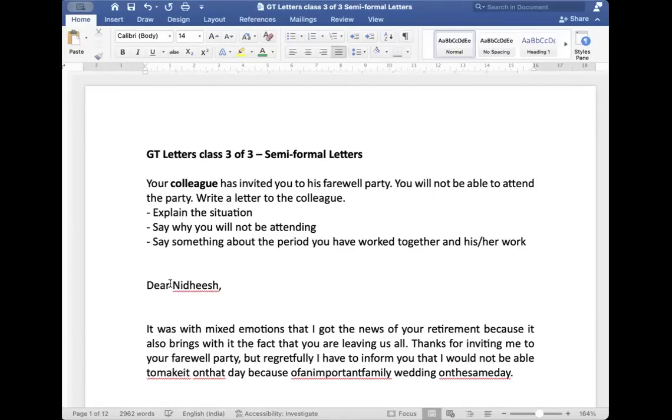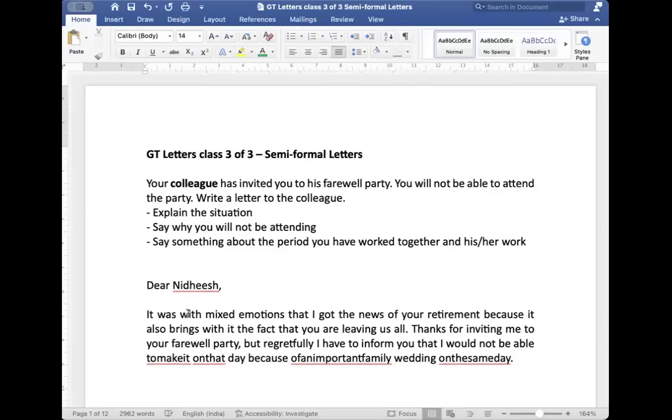So here you will write the name. It's your colleague. You know the name of your colleague, right? So you can write dear Nidhish, and then that colleague has invited you to his farewell party, you will not be able to attend the party. Write a letter to the colleague, explain the situation, say why you will not be attending, say something about the period you have worked together and his or her work.